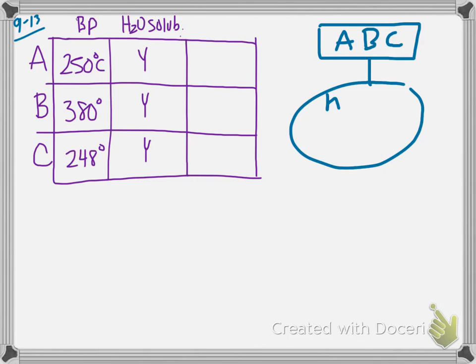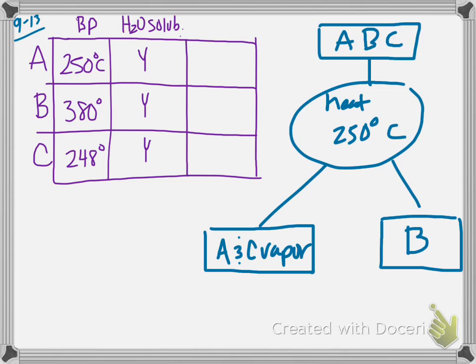If I were to heat to 250, what do I get? Draw that for yourself, and then I'm going to draw it, and then we'll compare notes. Does yours look something like that? If you heat this to 250, you're going to end up with vapor. You're going to vaporize both A and C.